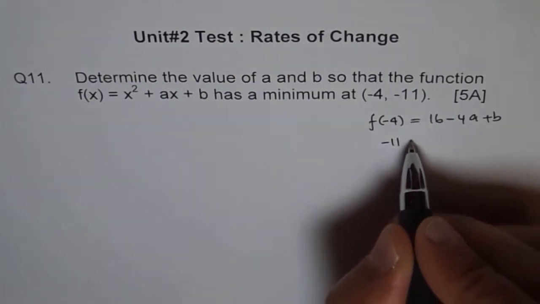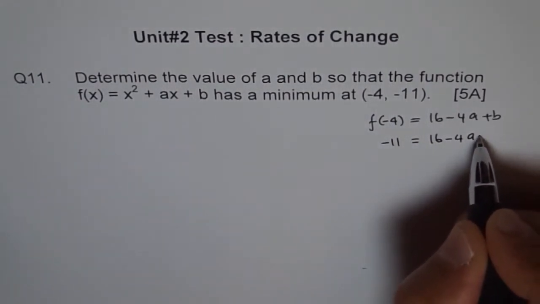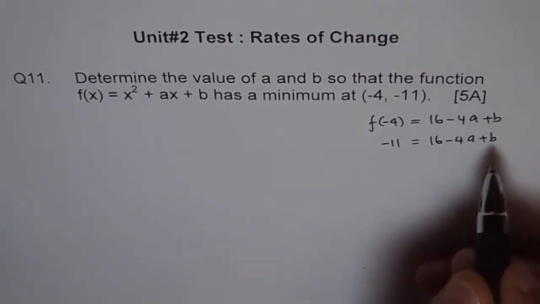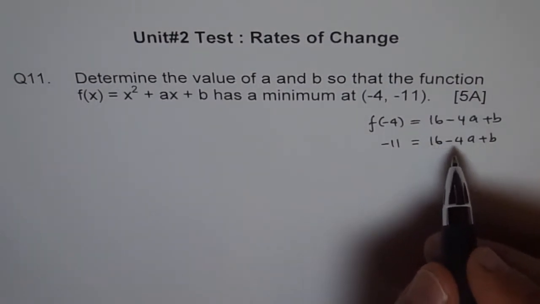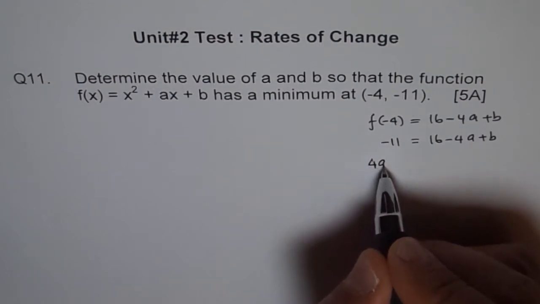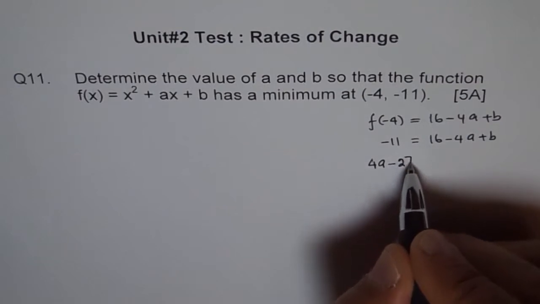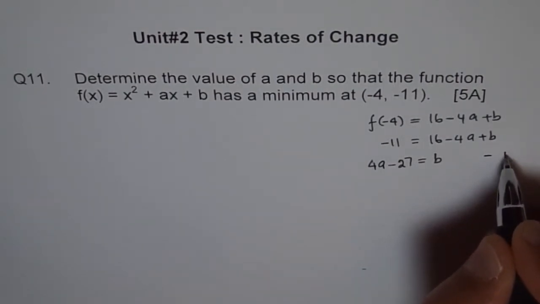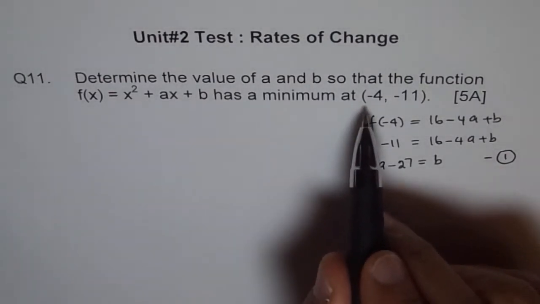So we get minus 11 equals 16 minus 4a plus b, and we can take these terms to that side and find what b is. When I take 4a over, and minus 11 minus 16 will be minus 27, so 4a minus 27 equals b. Is that okay? Let's call this equation number 1. Second is that we have a minimum at minus 4.